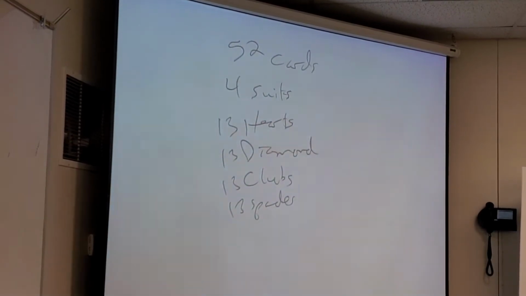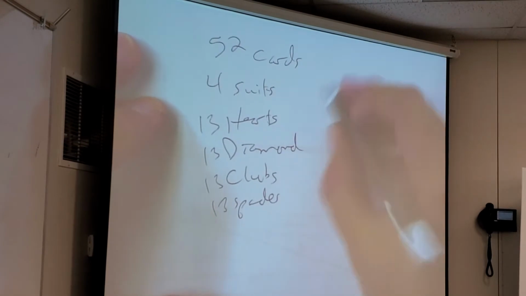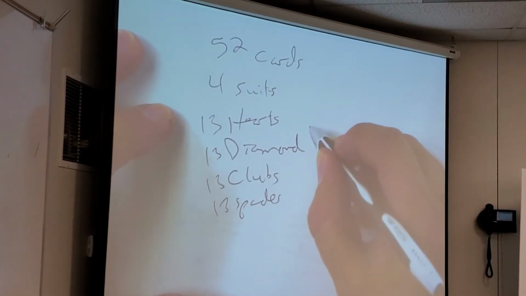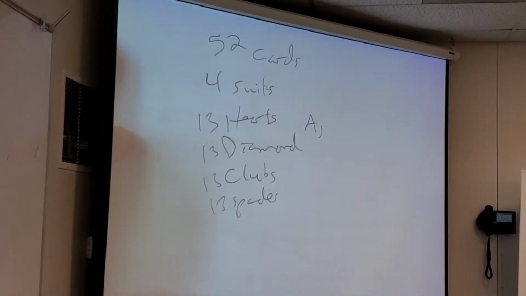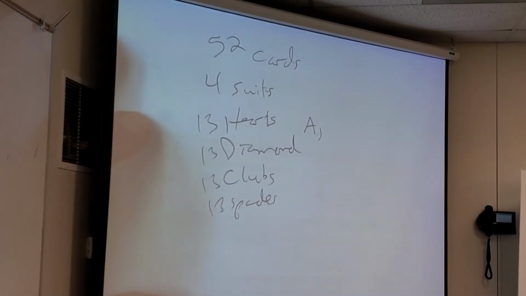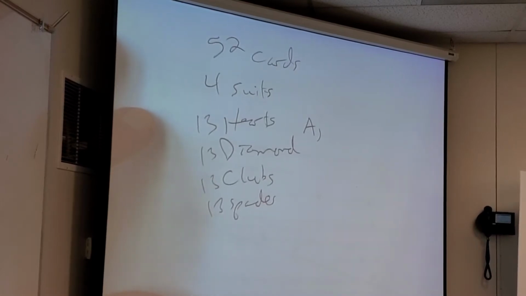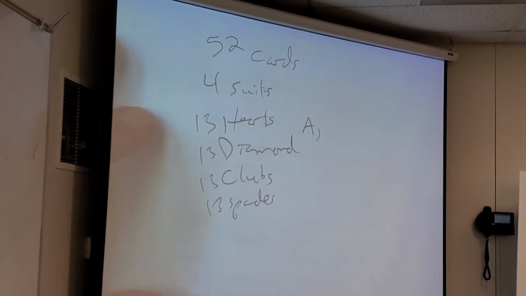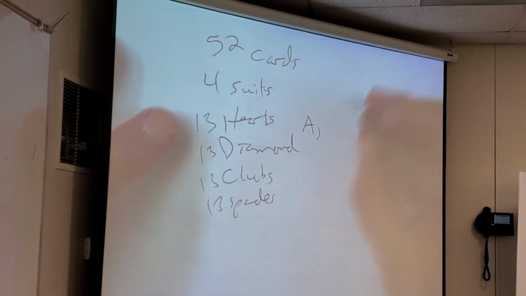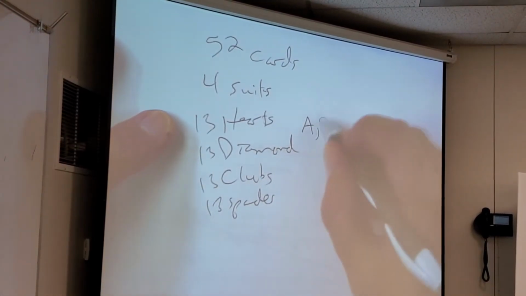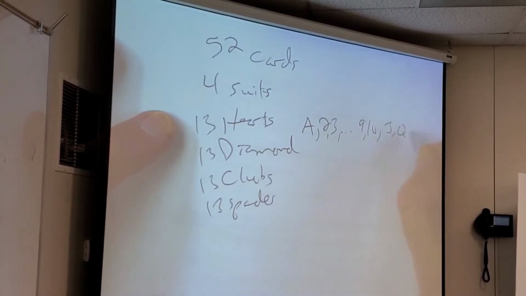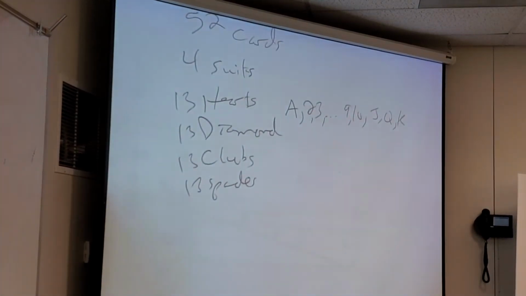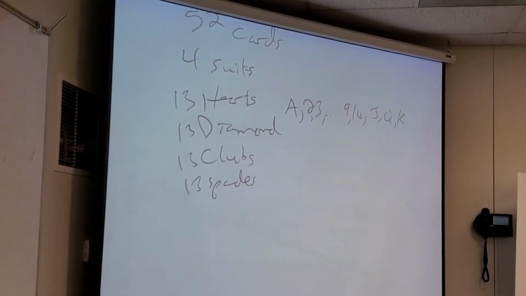Now watch this. The cards for each suit go from what to what? Let's say ace is low. Anybody play any poker? Ace can be high or low, but I just want to make it low. So ace is 1, 2, 3, up through 9, 10, jack, queen, king. So that's 13.